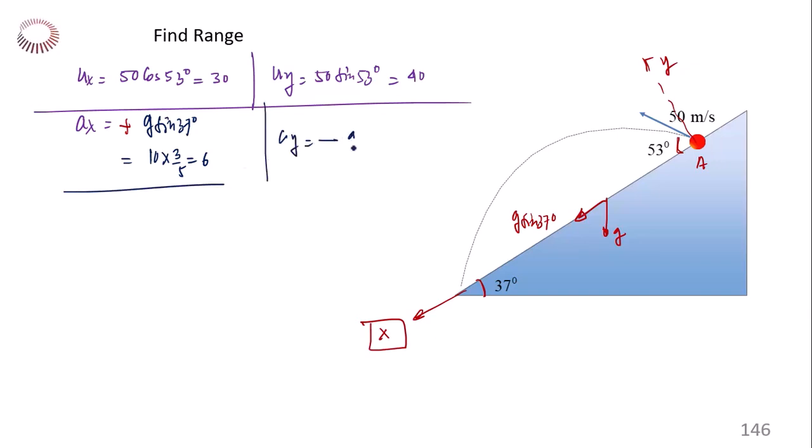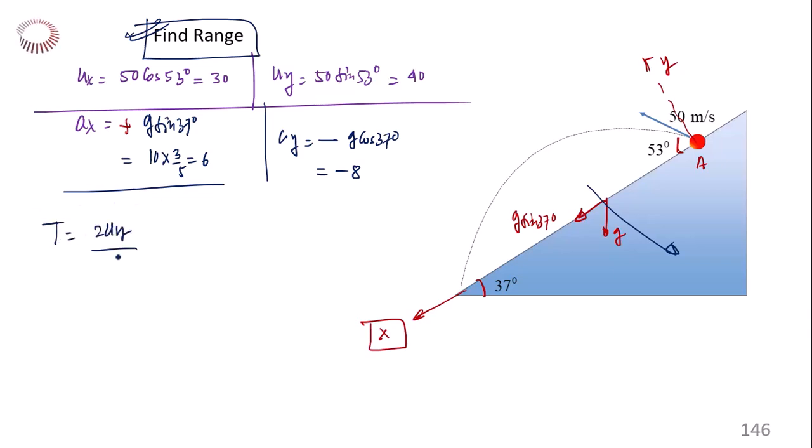Similarly, Ay should be equal to how much? Ay equals minus G cos 37. Why minus? Because the component of G is opposite to the y direction. So it will be minus 8 meter per second square. Now again you are asked to calculate the range. Whenever you are asked to calculate the range, first of all you have to calculate the total time of flight. What is capital T? Capital T formula is simply 2 Uy by Ay. So 2 into 40 by 8, so 10 seconds. After 10 seconds, the particle will hit the ground.